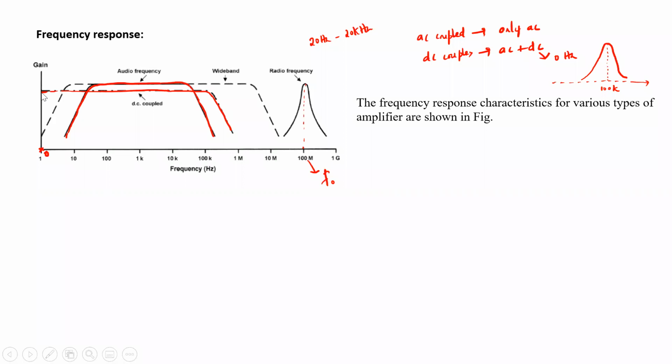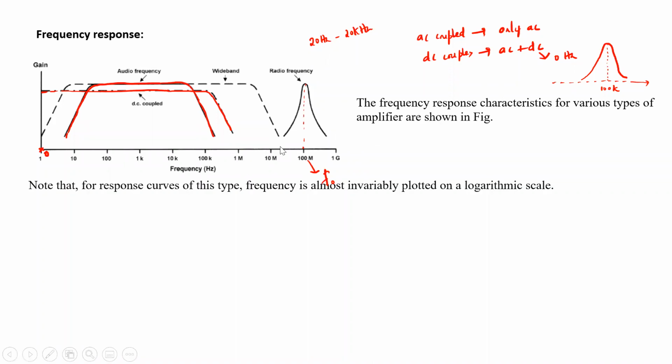Understand? So different ranges are there for different amplifiers. For a DC coupled amplifier, the range starts from 0. For an audio frequency amplifier, the range starts from 20 hertz. Understand that? So for different amplifiers, different frequencies are considered to identify them. Is this okay with you? Let's see what they have further to tell us regarding all this.